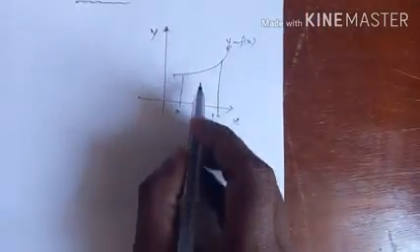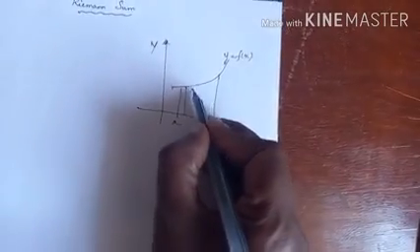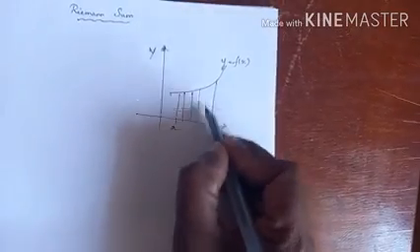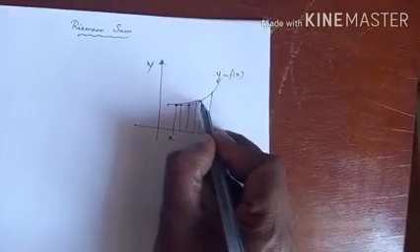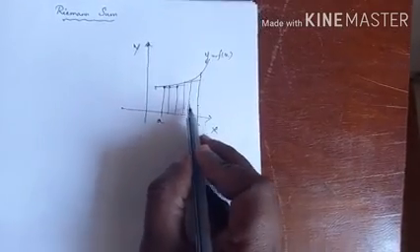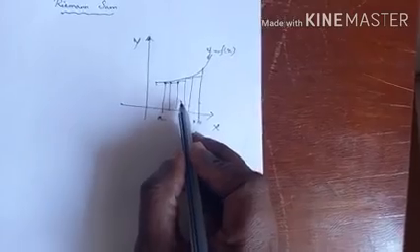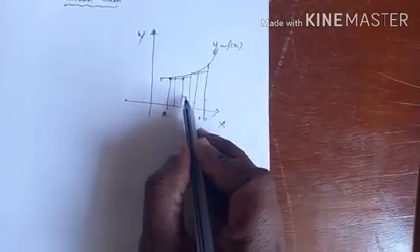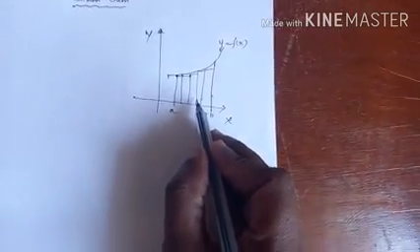How do we find the area under the curve? We draw small rectangles, smaller rectangles. Find the area of each rectangle, and hence sum the answer. We will get the approximate answer, the approximate area under the curve, right?